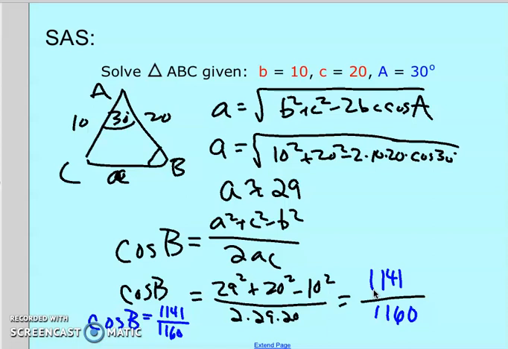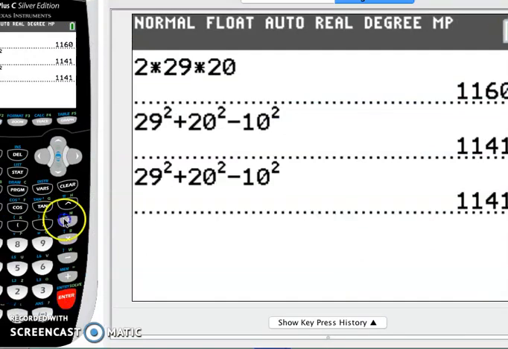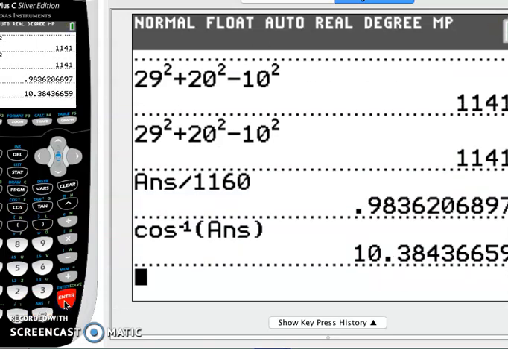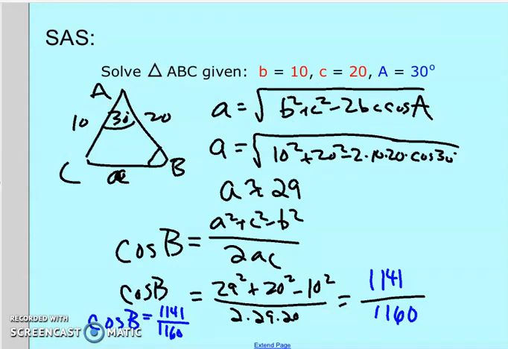So we'll pull up my calculator, and I need to take my answer, 1141 divided by 1160, and I get that decimal. And if I do second cosine, notice it's the inverse cosine of that answer, I'm going to get that angle. And it's about 10.4 degrees. So angle B is about 10.4.